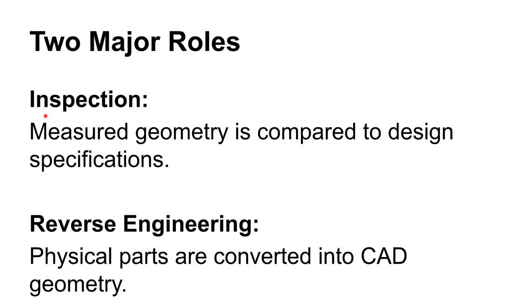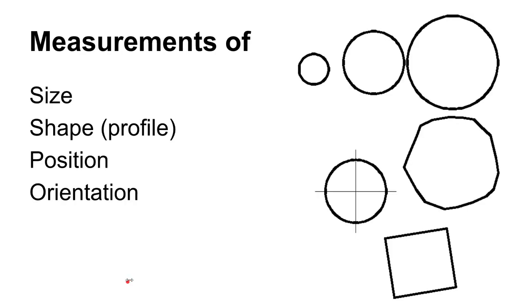So these things have two major roles, and by an overwhelming margin, inspection is the more important, more popular role of a CMM. So this is to measure workpieces to make sure that they are within tolerance. The other role that these things play is they're useful for reverse engineering. So say you have an object and you want to duplicate it, you can go in and get measurements from it and replicate those in CAD software.